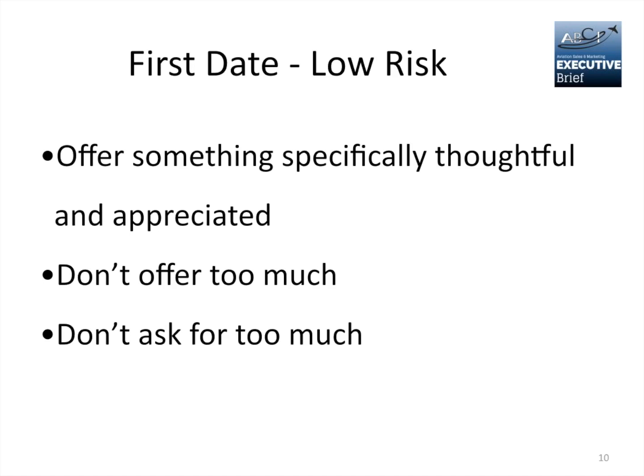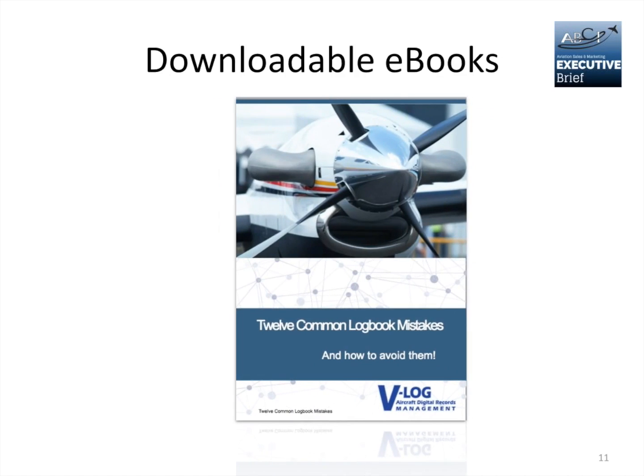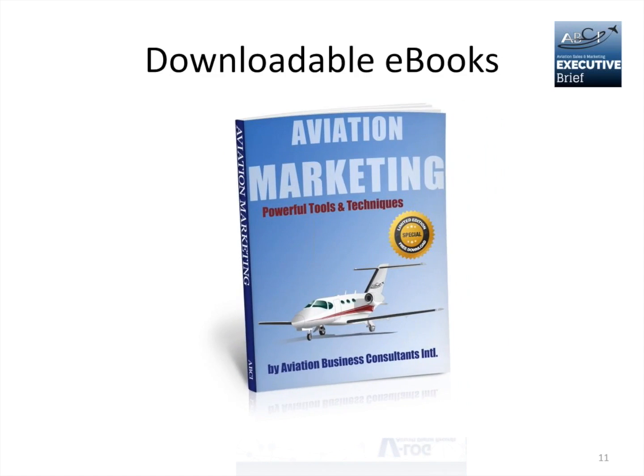One thing we really like using as a call to action is a downloadable ebook. And here's a few examples of some of those. 12 common logbook mistakes and how to avoid them. Now that is not going to be appealing to a 13-year-old, who's more interested in boys than in logbooks. So, this has a very specific demographic set of people that would be interested in this information, but it's very valuable to that particular person.